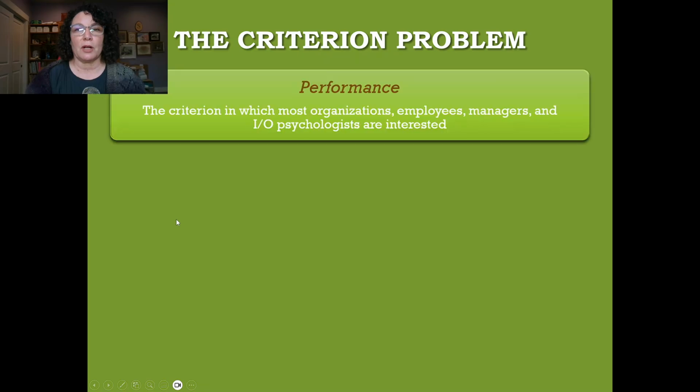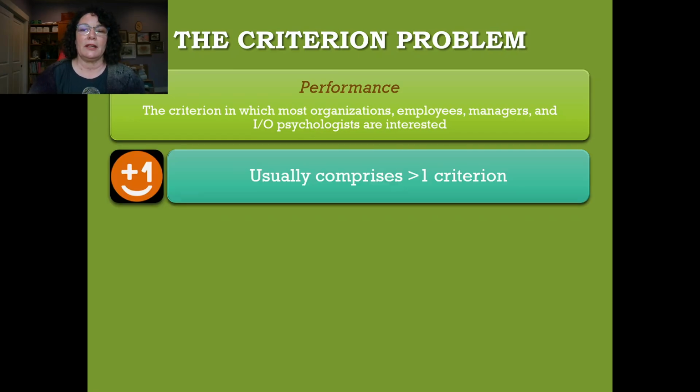So the criterion problem. We've got performance. That's the criterion that most organizations, the employees themselves, the managers who are managing those employees, and the IO psychologists who are measuring them, are all interested in. Performance. How are you doing on the job? It usually comprises more than one criterion. Just about any job you can think of has more than one factor that determines success. There's more than one thing that we want you to be able to do.